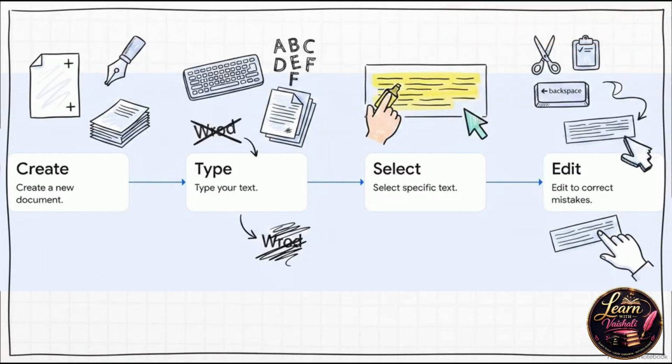Once you've created that new document, you hit step 2. You type your text. But look, as we all know, nobody types perfectly on the very first try, right? You're definitely going to spot a mistake or two. And here is a fundamental rule of word processing you need to remember. If you want to change something, you have to highlight it first. You select the specific text, and only then can you edit it to correct mistakes, modify it, or move it somewhere else. It's like telling the computer exactly what word you're pointing at before you give it a new instruction.